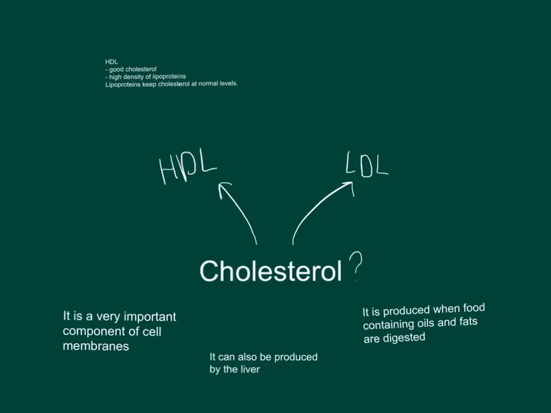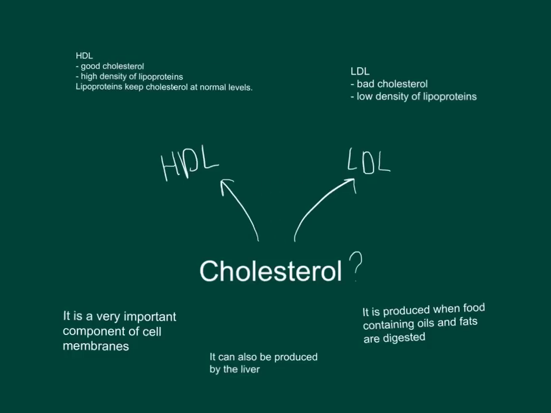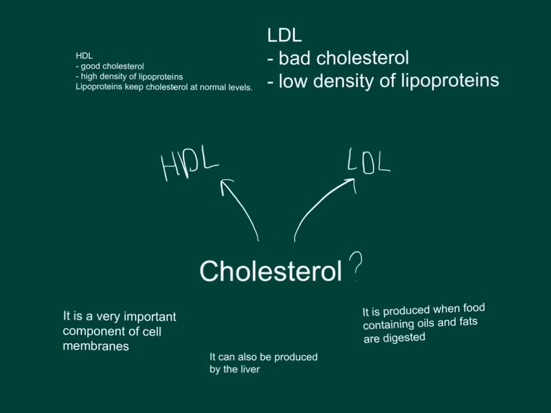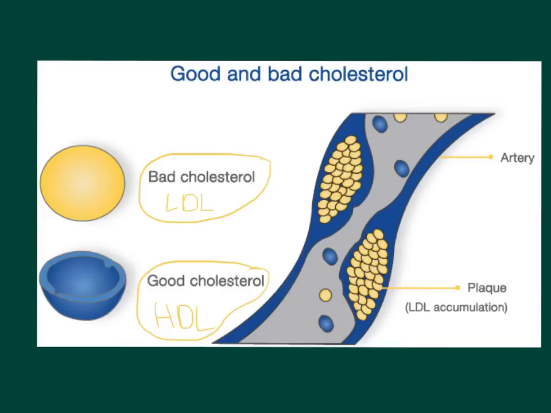So HDL is the good cholesterol. It is a high density of lipoproteins. Lipoproteins keep cholesterol at normal levels. And LDL is the bad cholesterol. It is a low density of lipoproteins, which means that as there's not a lot of lipoproteins, the cholesterol is at high levels. As you can see, the HDL, which is the good cholesterol, is moving through the artery, while the bad cholesterol accumulates on the plaque, here on the artery.